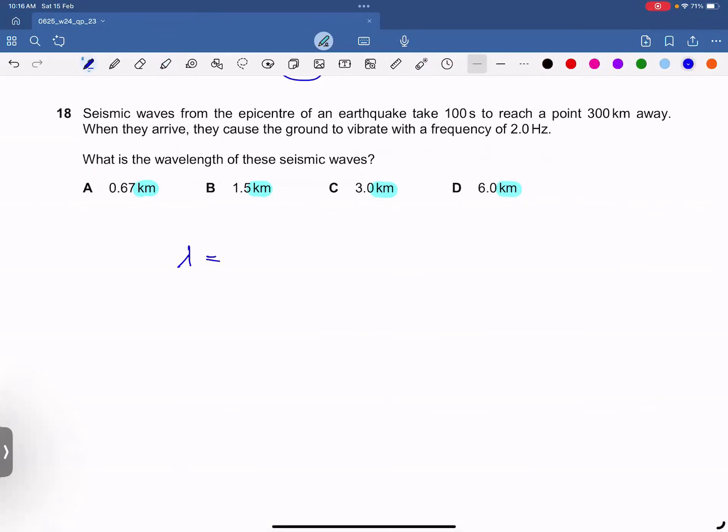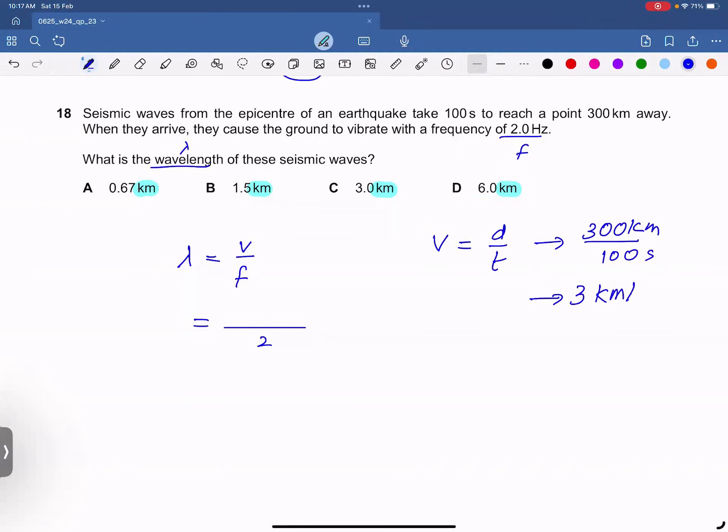You know wavelength lambda is equal to speed divided by frequency. Frequency they gave you, which is 2 hertz. Speed we don't know, so we find speed. v is equal to distance traveled over time. Distance is 300 kilometers over time of 100 seconds. So speed is 3 kilometers per second. You substitute speed here, so you will get 3 kilometers per second divided by 2 hertz. So 3 divided by 2, 1.5 kilometers. The option is B. We proceed to question number 19.